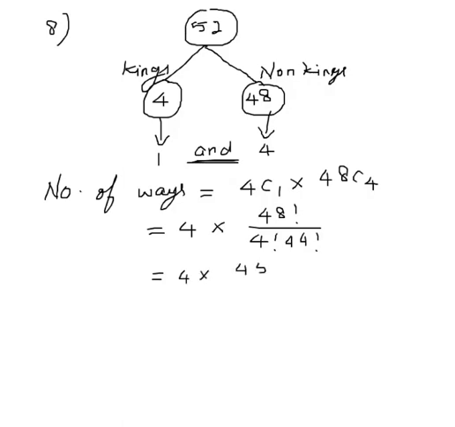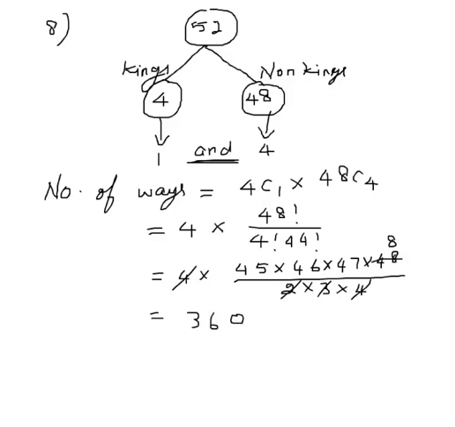44 factorial could be cancelled. 4 factorial is 2, 3 and 4. 45 times 8 is 360 and 46 times 47 is 2162. The final answer is 778320.